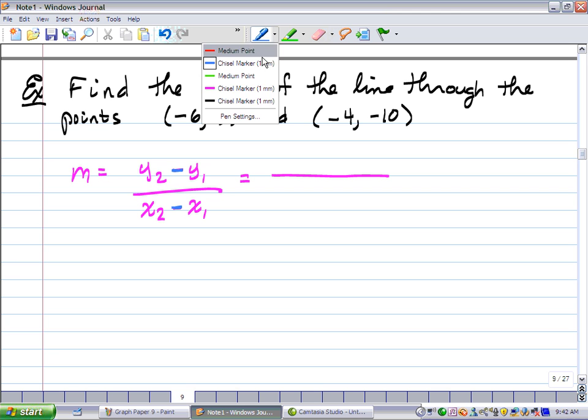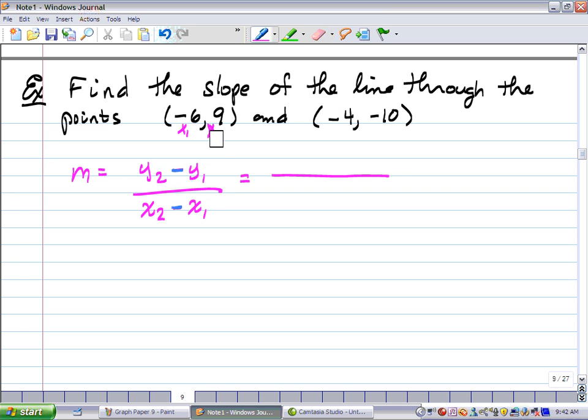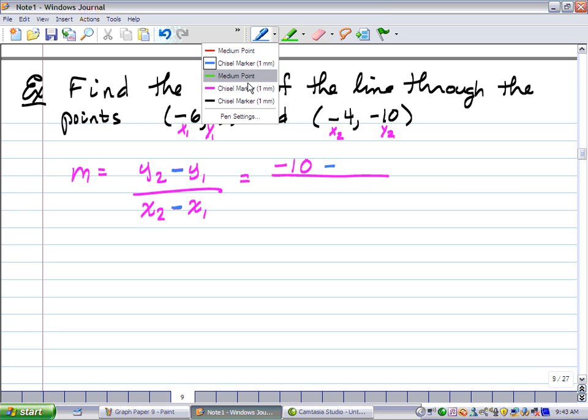Okay, so y2 is, let's label them. This one's x sub 1, y sub 1. Let's make that a little neater. Y sub 1, x sub 2, y sub 2. Remember, the first one's always an x, and the second one's always a y. So y sub 2 is -10. Don't forget the minus. And y sub 1 is 9.